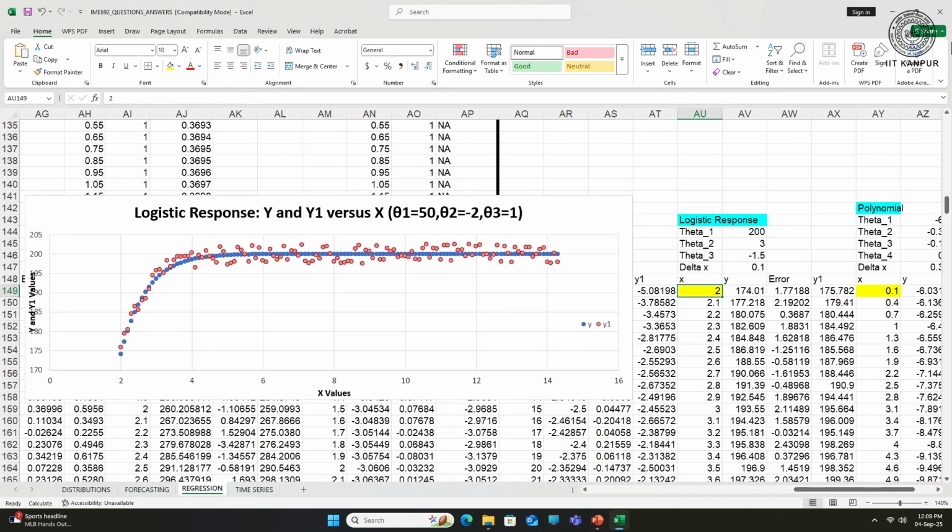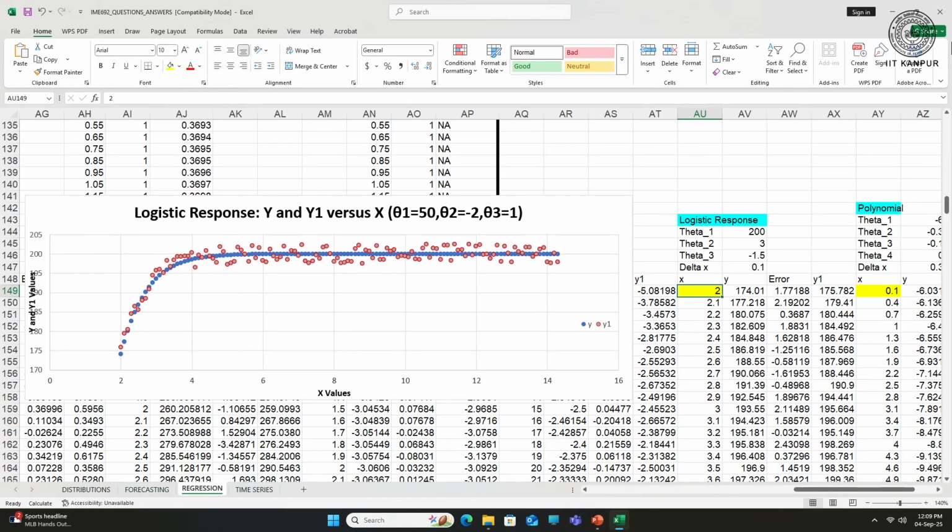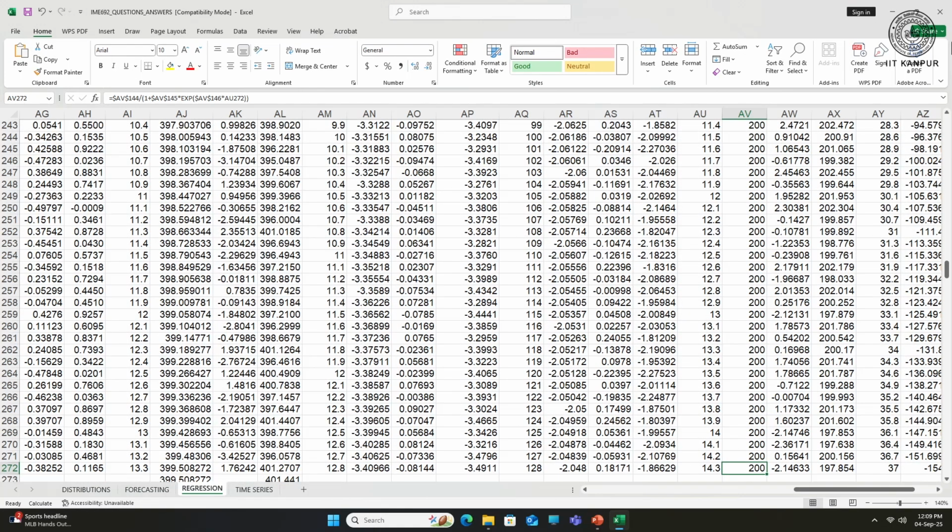One important thing, if you remember in one of the distributions we were discussing, we mentioned what the actual values of theta 1, theta 2 are in the asymptotic sense. Here also it is important. If you consider the asymptotic values of y in column AV, which I am highlighting now, the asymptotic value of y is 200, which is exactly equal to the value of theta 1 based on which you are starting.